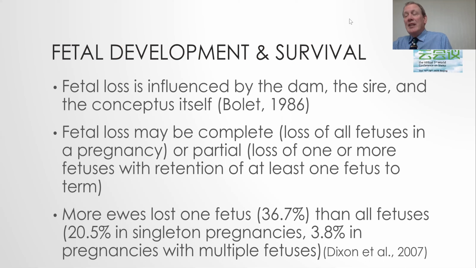Now, there was a study done here in the United States by Dixon and colleagues that showed that more ewes lost one fetus and maintained then a partial pregnancy than all fetuses. And the proportion of sheep that lost all their fetuses was 20% in the singleton pregnancies, which I found to be quite high, but only 3.8% in the pregnancies carrying multiple fetuses.